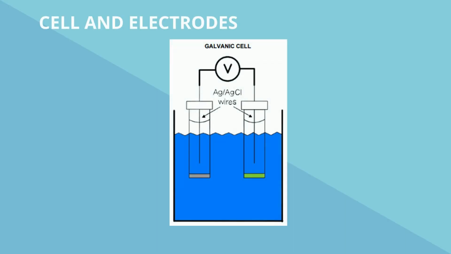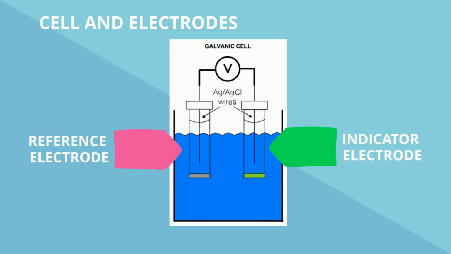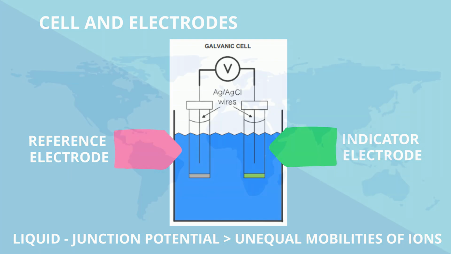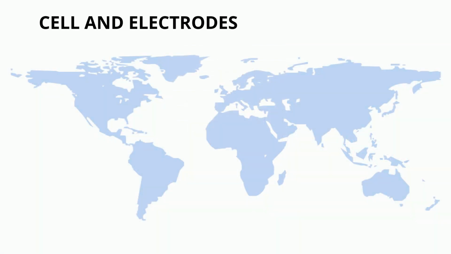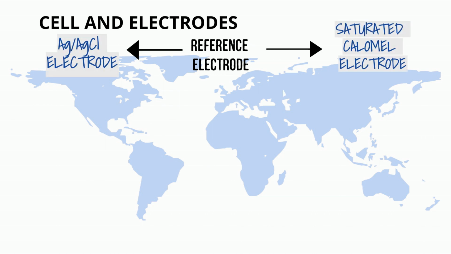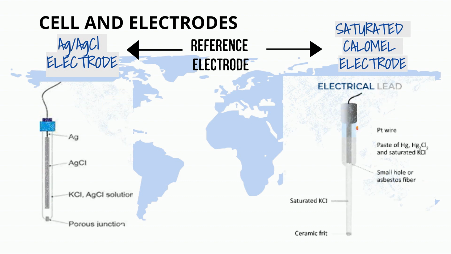Potentiometry implements the concept of a galvanic cell. In the cell, it uses indicator and reference electrodes to measure voltages that provide chemical information. Cell and electrodes. The reference electrode can be either silver chloride electrode, or saturated calomel electrode. Liquid junction potential may occur during the potentiometric measurements, due to unequal mobilities of ions.